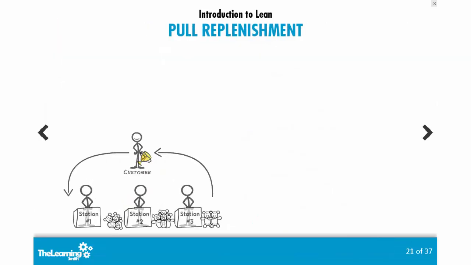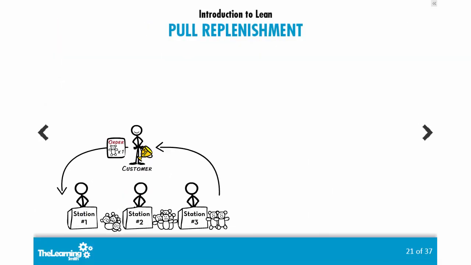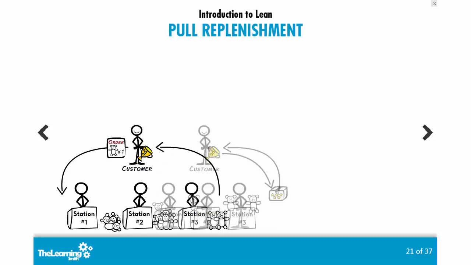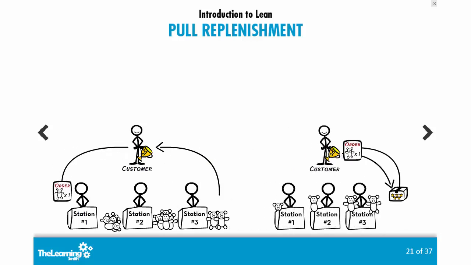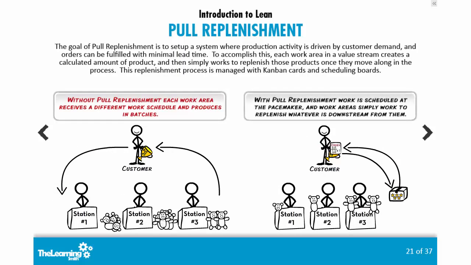The goal of pull replenishment is to set up a system where production activity is driven by customer demand, and orders can be fulfilled with minimal lead time. To accomplish this, each work area in a value stream creates a calculated amount of product, and then simply works to replenish those products once they move along in the process. This replenishment process is managed with Kanban cards and scheduling boards.